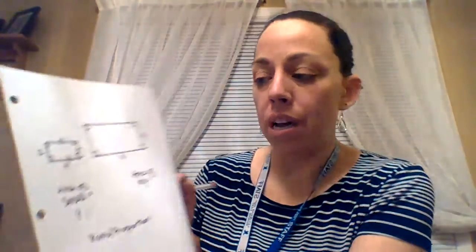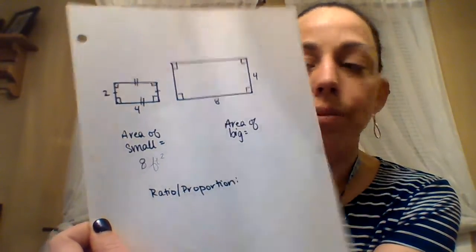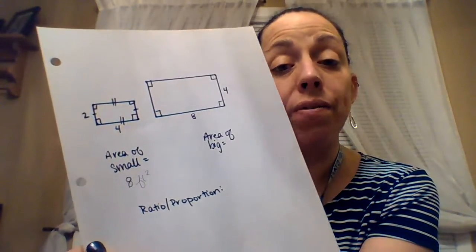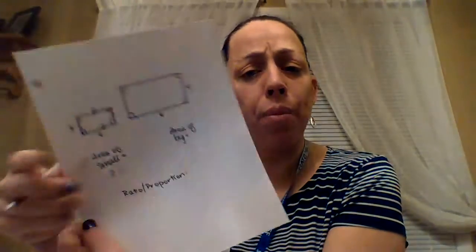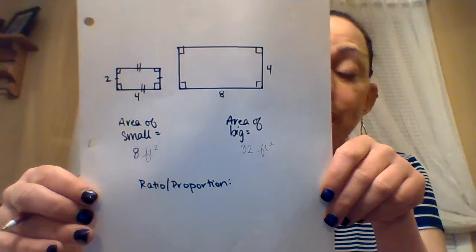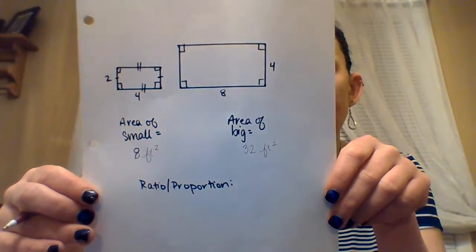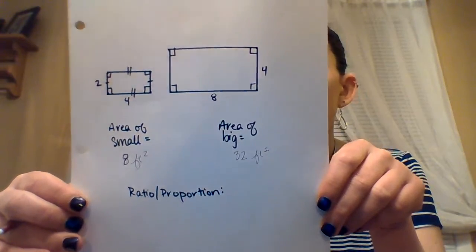Sorry, my pen wasn't working at first. So we get 8 feet squared for the small one. Let's go ahead to the large one. We'll still pretend it's in feet since I forgot to write feet. Looks like on most of mine I forgot units today. 4 times 8 is 32. And that would be 32 feet squared. All right. So we have those two bits of information. Area of the small is 8 feet squared. Area of the big is 32 feet squared.